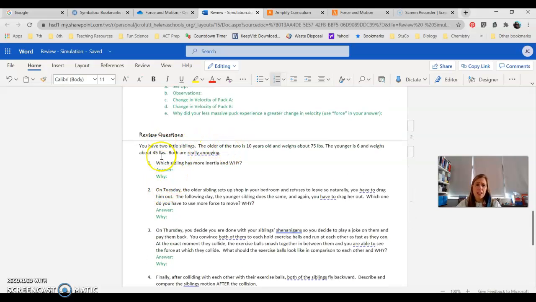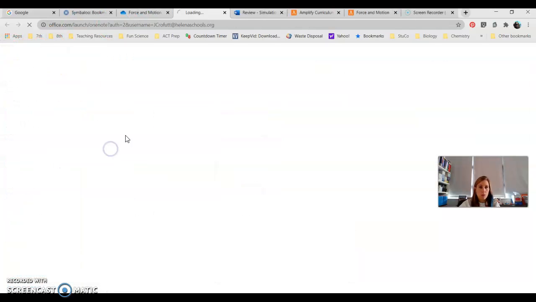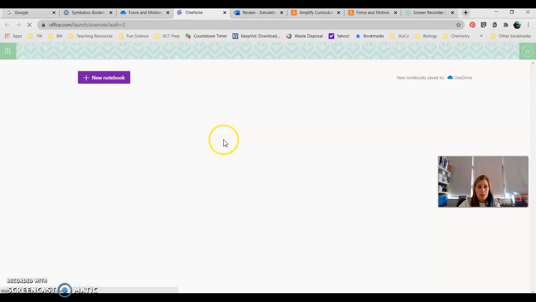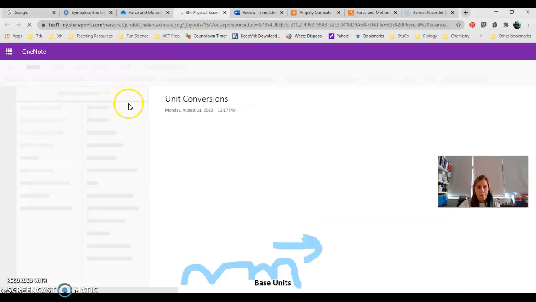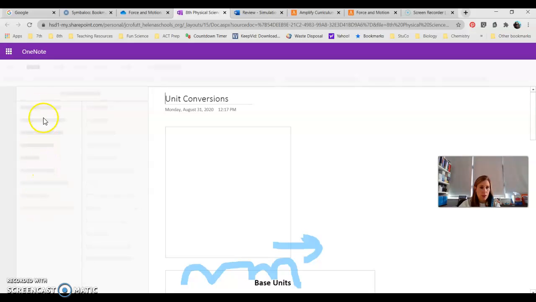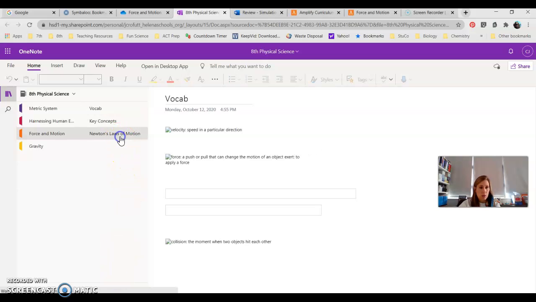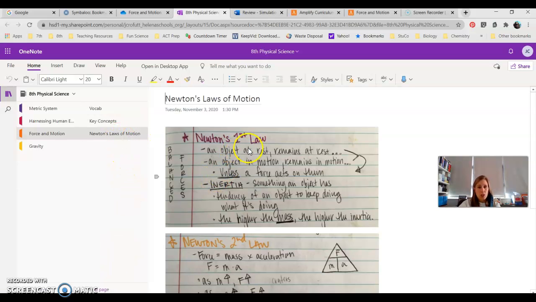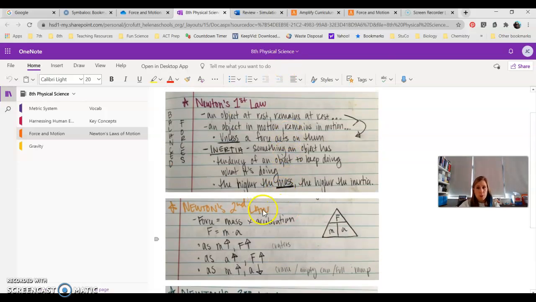Okay, finally your review questions that hinge all around Newton's first, second, and third laws. You will need to go to your notes for this. So go into your OneNote. You should have added a section in your OneNote for Newton's laws of motion. So as mine is pulling up, you will see on the left-hand side under section, it's under force and motion, and we should have added a page that says Newton's laws for motion. And you should have added notes on Newton's first, second, and third law. So use those because they will help you.